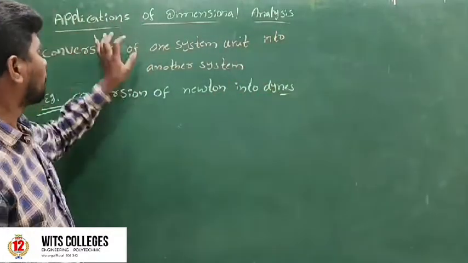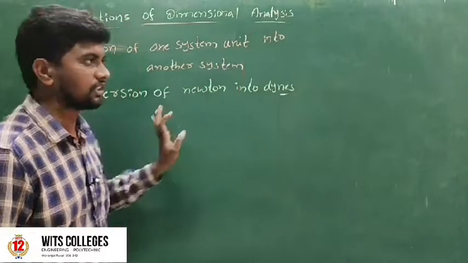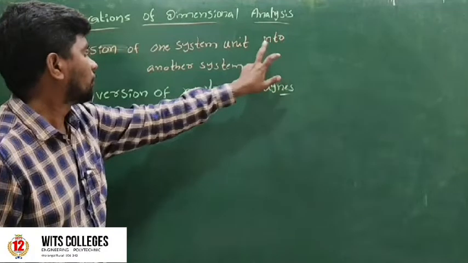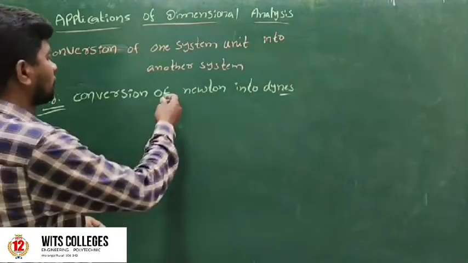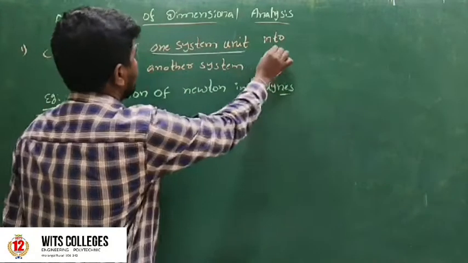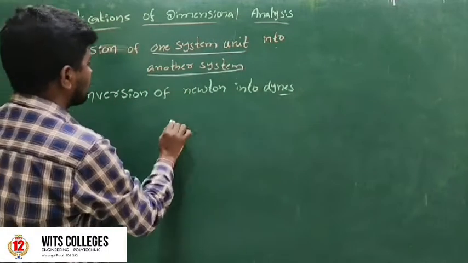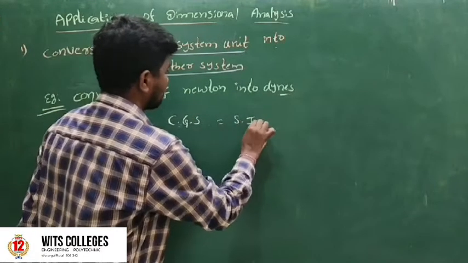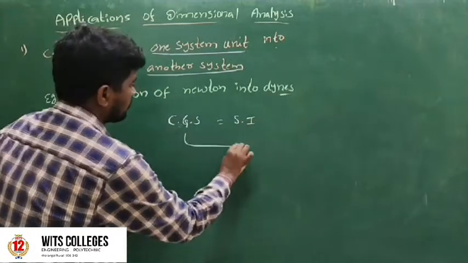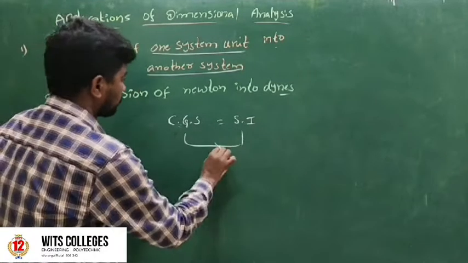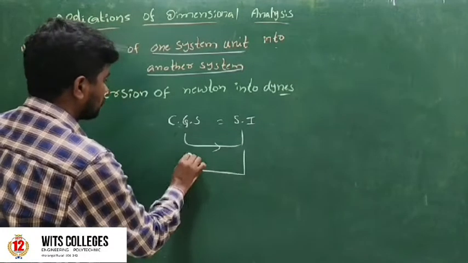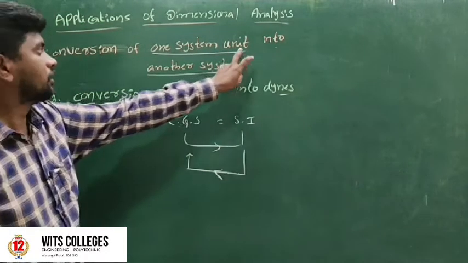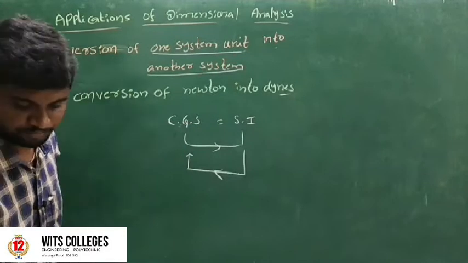In the previous class we discussed applications of dimension analysis. There are three applications of dimension analysis. The first one is the conversion of one system of units into another system. For example, one system is the CGS system and the other system is the SI system. Converting from CGS to SI, or from SI to CGS, is the conversion of one unit into another system.